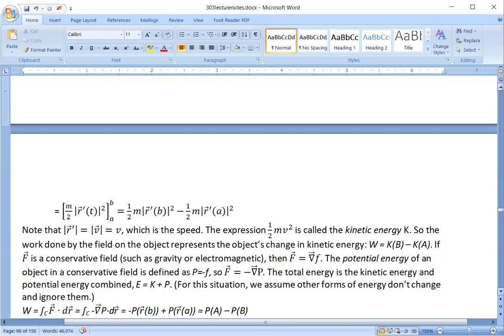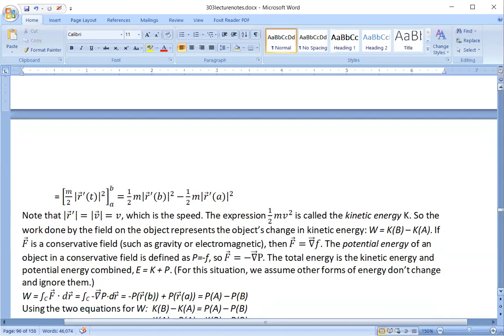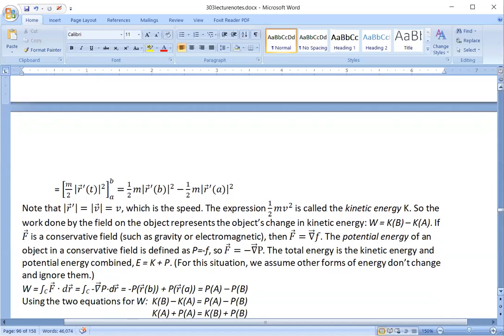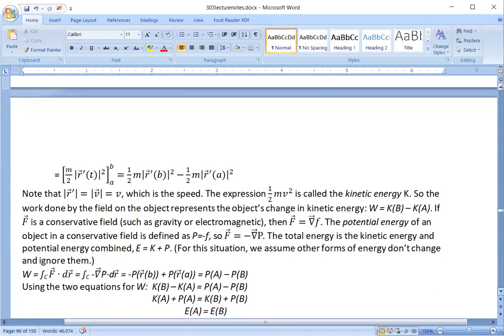So we've expressed the work done as the field moves the object from point A to point B in two ways: in terms of kinetic energy, and in terms of potential energy. Let's put those two things together. They must be equal because the exact same amount of work was done. So the kinetic energy at B minus kinetic energy at A must equal potential energy at A minus potential energy at B. Move stuff around, and we get that the kinetic at A plus the potential at A equals the kinetic energy at B plus the potential energy at B. But we just defined that as total energy. Therefore, the energy at point A equals the energy at point B.